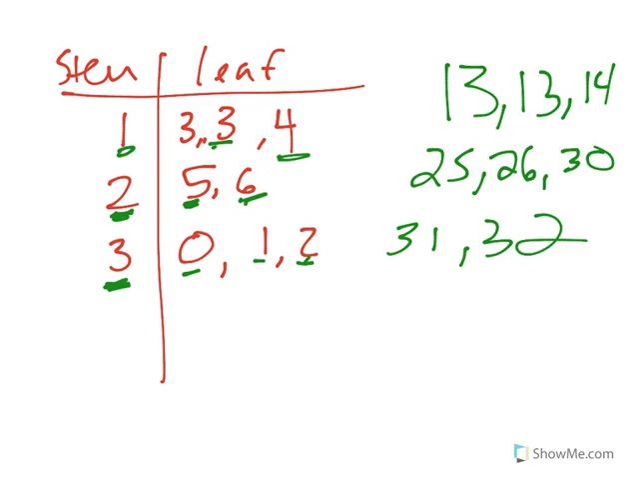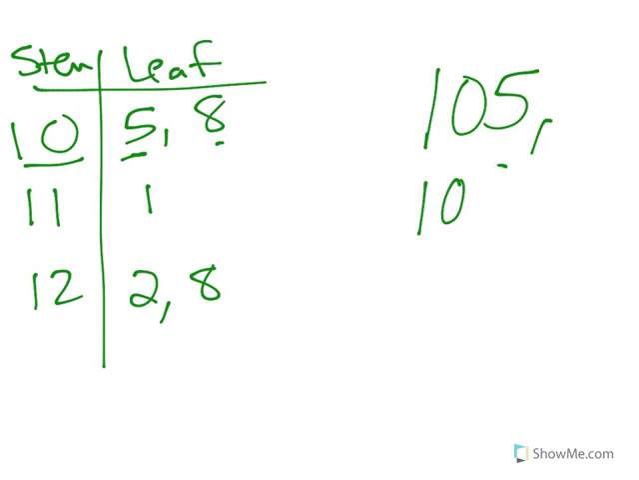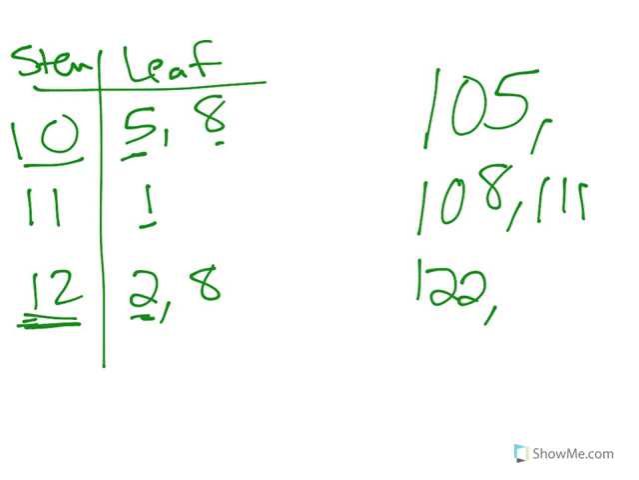You could also have a hundreds one, and I'll show you how that works. So on this one, the stem is 10. So I'm going to write 10, and then the leaf is 5, so it would be 105. The second number will be 10, 8, so it would be 108. The next one would be 111. Next one would be 12, so it would be 122. 128. So that's how that goes.